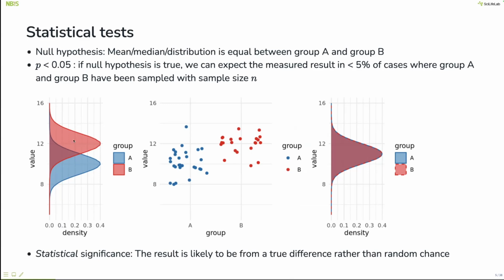So for example, if the original populations have a distribution that looks like this, if we sample them, we might see something like this. And then we need to figure out, just based on this information, without knowing this, how likely it is that this actually came from two populations that are the same. And the p-value gives us the statistical significance, and I highlight this because this means that the result is likely to be from a true difference rather than random chance, but it does not say anything about the biological significance, so you still have to figure that out for yourself.